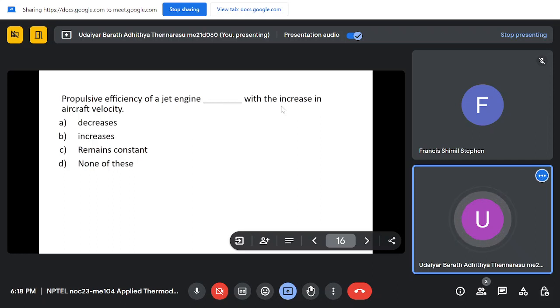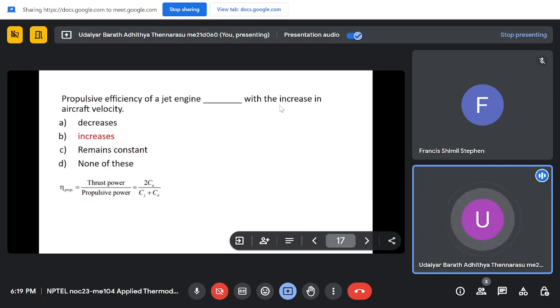So the next question is: propulsive efficiency of a jet engine dash with increase in aircraft velocity. A, decrease; B, increase; C, remains constant; D, none of these. So this will increase. Propulsive efficiency is defined as thrust power divided by propulsive power.